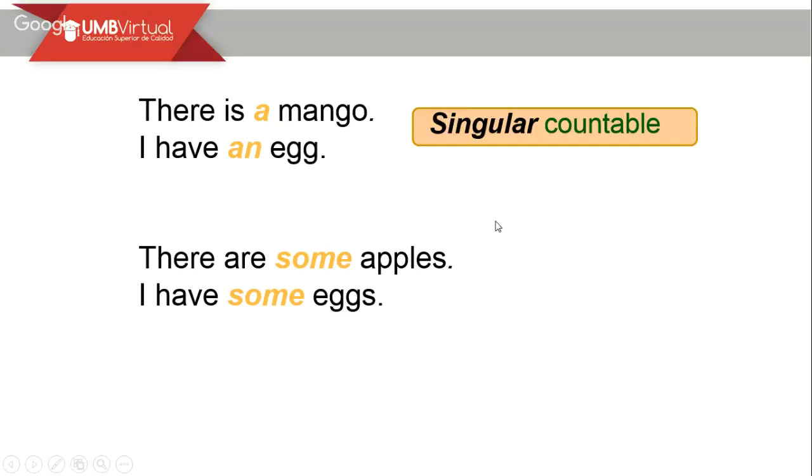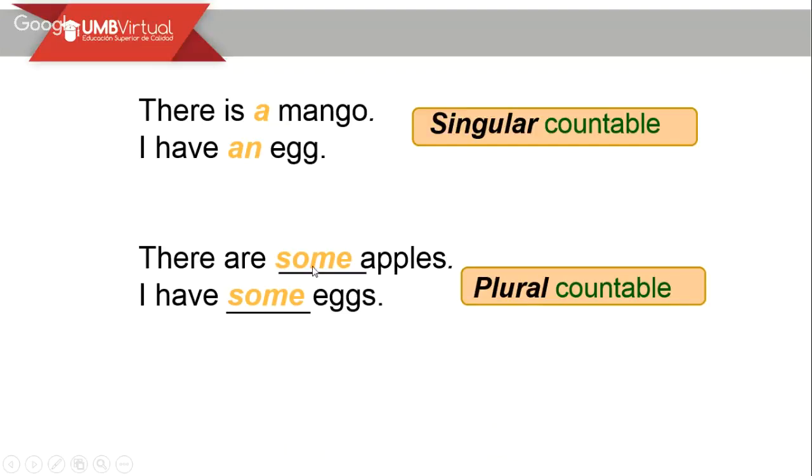Okay, now we are going to move to the plural uncountable. We can use the word some to say that there are some objects that we maybe don't know the exact amount of, but we know that we can count them. For example, apples. If you have some apples, let's say more than 10 in a basket, you can say there are some apples in a basket. Or I have some eggs.